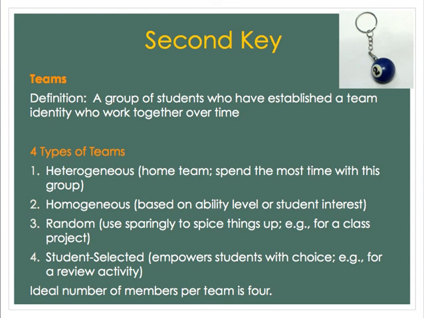And the 4th type of team is student selected. This type of team empowers students with being able to choose. For example, for a review activity, you might say, I'm going to allow you to pick your own groups. One of the things that I used to do is my students would write a song using a familiar tune, but they would write the lyrics to show their understanding of the gold rush. And on that, I would allow them to select their own teams so that they could have that creativity and maybe work with other students with whom they hadn't worked yet in the year.